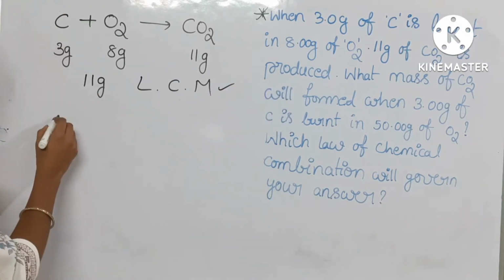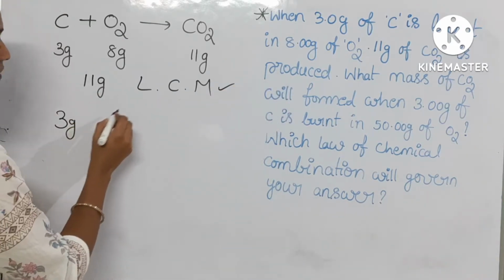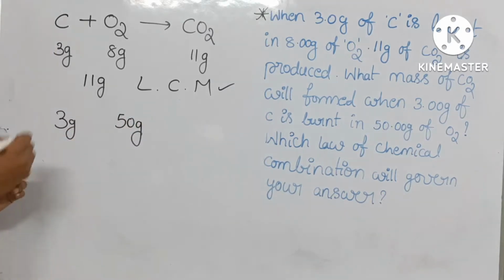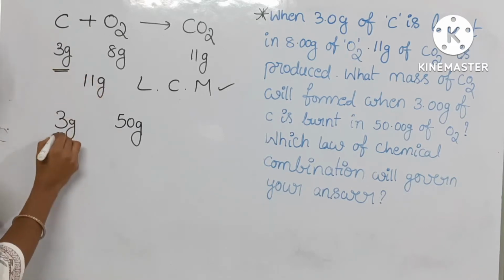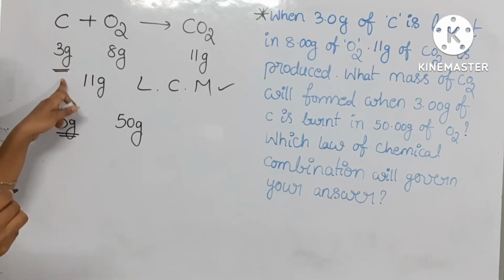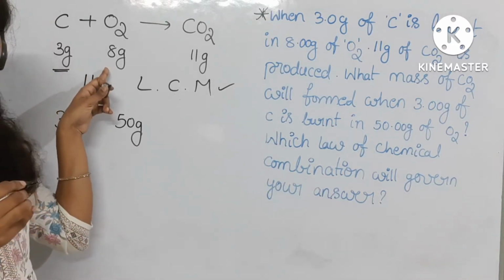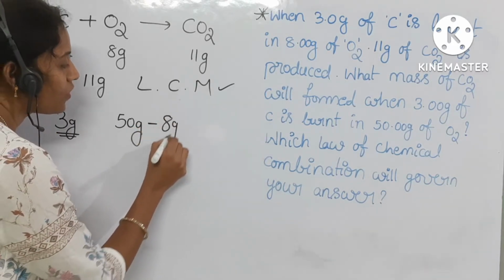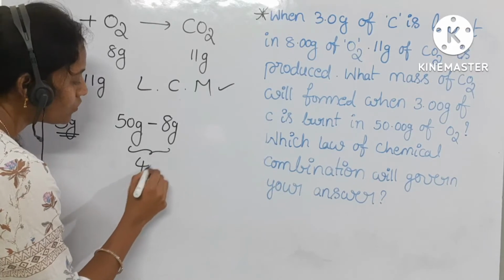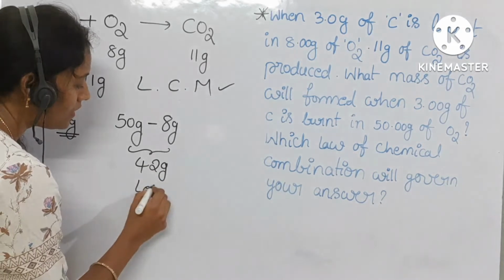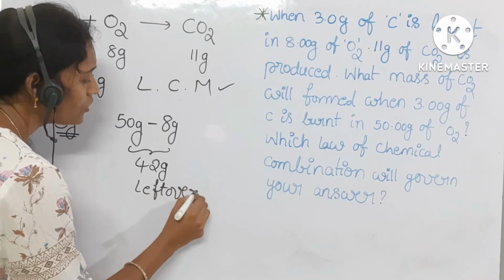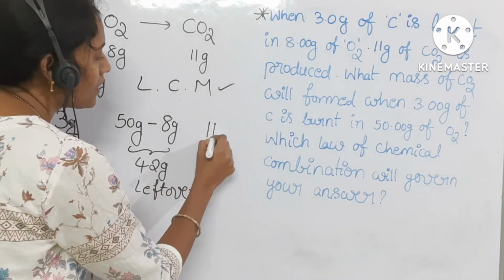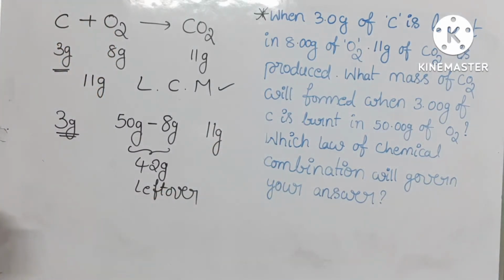Then coming to the second condition, 3 grams of carbon reacting with 50 grams of oxygen, how much mass will be generated? See, here 3 grams, and in the previous condition also 3 grams reacting with 8 grams. That means here also the 3 grams of carbon reacts with 8 grams of oxygen. So here 42 grams of oxygen will be the leftover. It will not react with this 3 grams of carbon. So here also 11 grams of carbon dioxide will be formed.